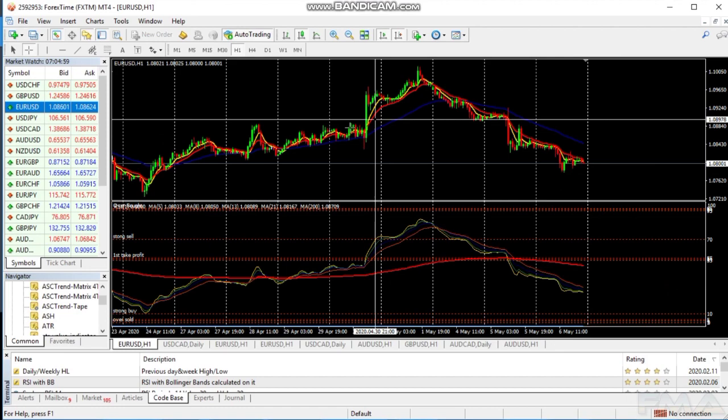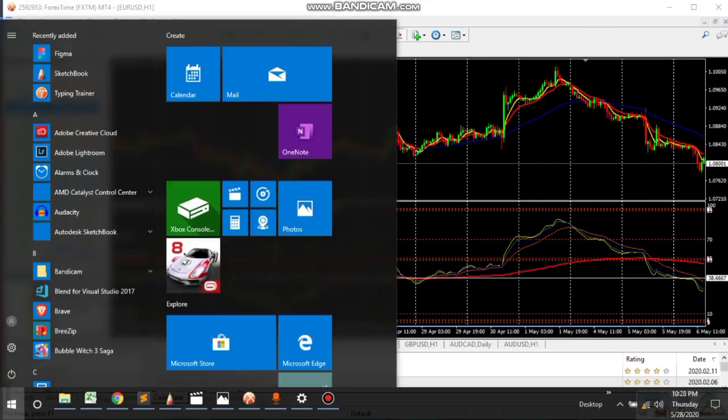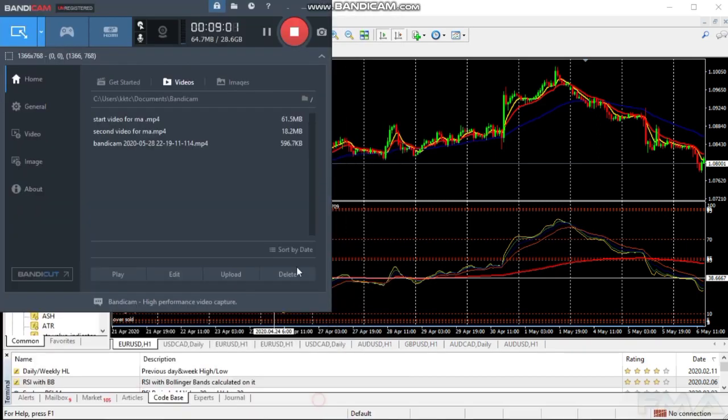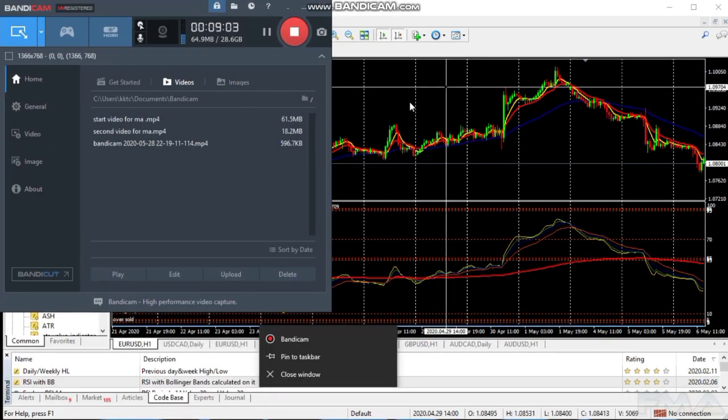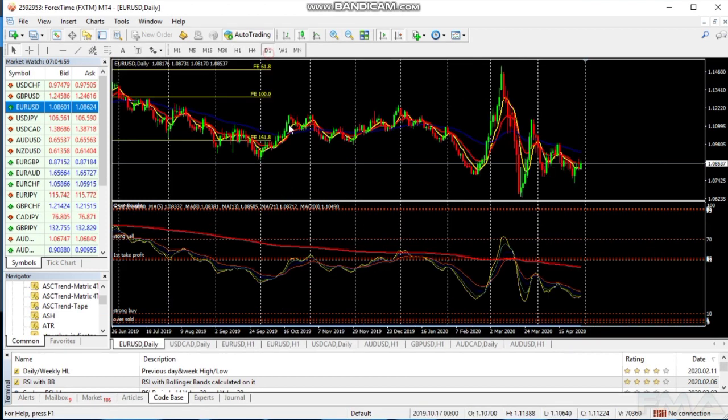So that's just it. I want you to test it, backtest it. Just take your time and backtest it. Go to daily time frame.